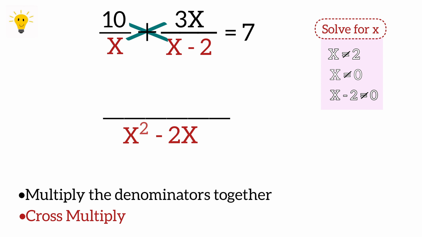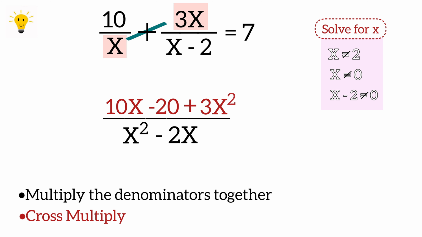Now we are cross multiplying and we start this side. So 10 multiplied by x is 10x. 10 multiplied by negative 2 is negative 20. Plus, because we have a plus sign in the middle, then we multiply this side. So 3x times x is 3x squared.